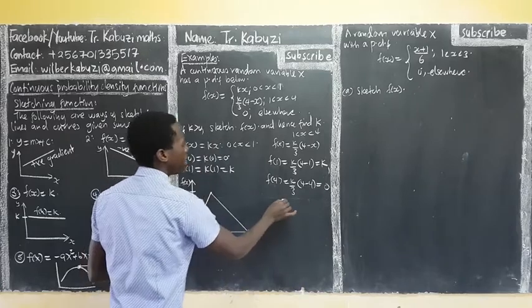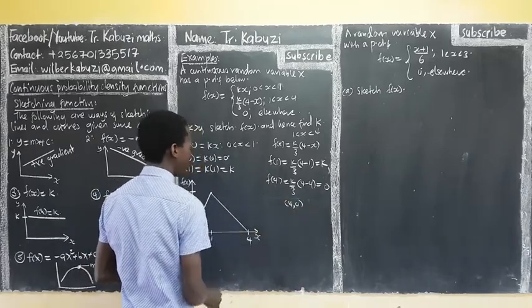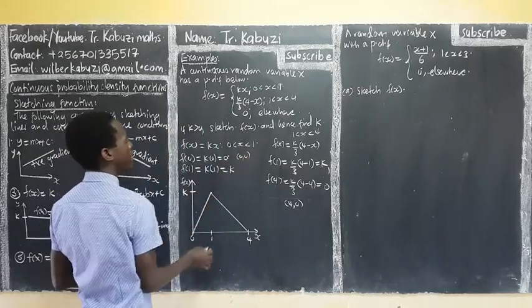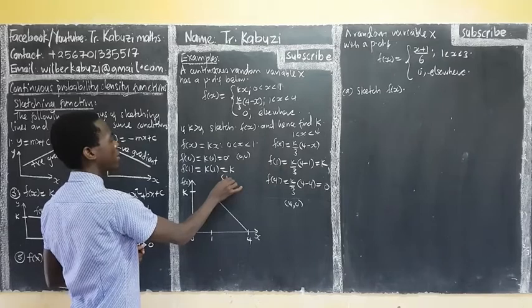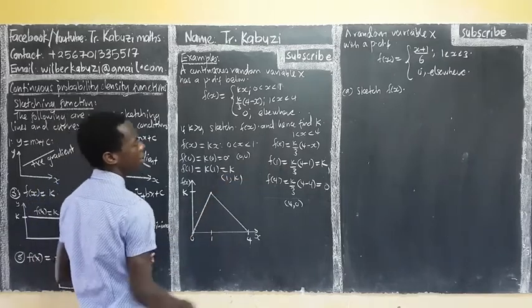Why? Because this point here is going to be 4, the x, then 0. Then this one was 0, 0. Then this one was 1, k. So that's why they are plotting 1, k, and so on.